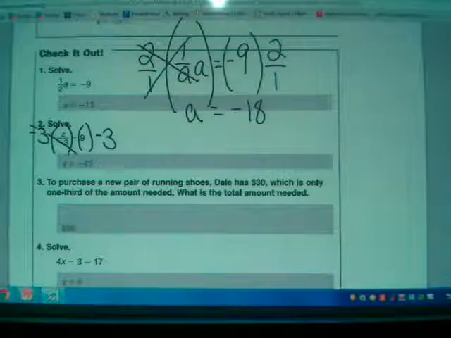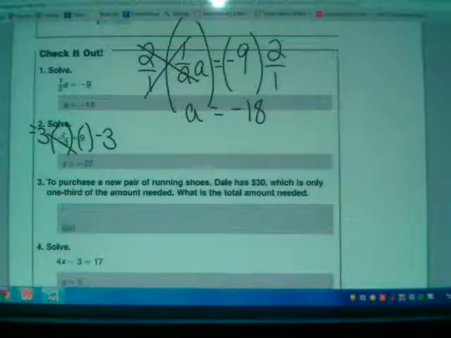Let's look at the third question. It's a story problem, and again, since it's in the section about solving equations with multiplication or division, there's a pretty good chance that that's what they're going to end up doing in the story problem. To purchase a new pair of running shoes, Dale has $30, which is only 1/3 of, notice I'm emphasizing of because remember that means multiplication, 1/3 of the total amount needed.